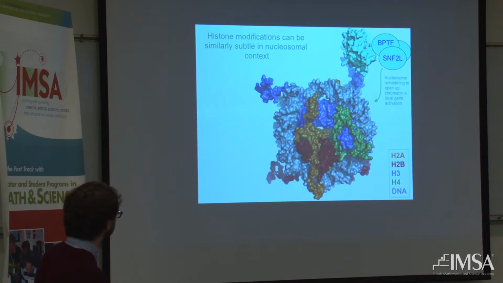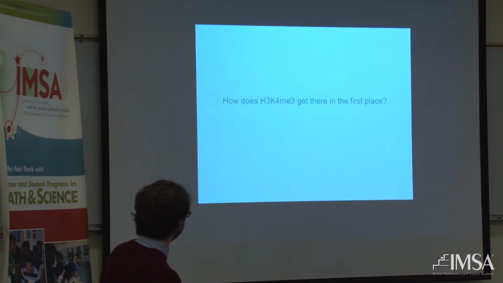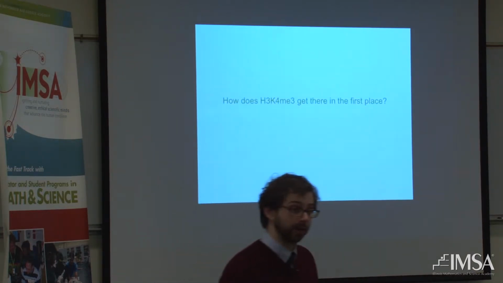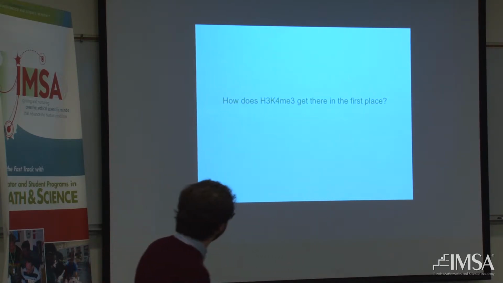So it, in effect, activates transcription by opening up a more dense region of chromatin that makes it more permissive for the transcriptional apparatus to dock. Okay, so how does H3K4 get there in the first place?